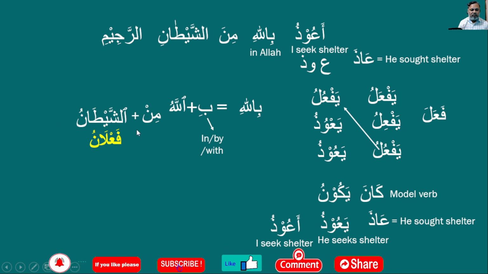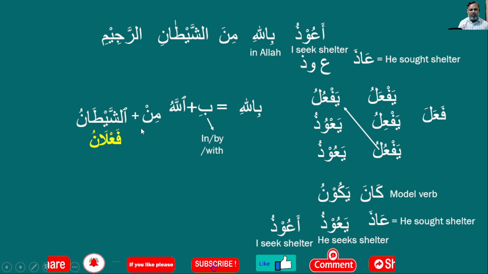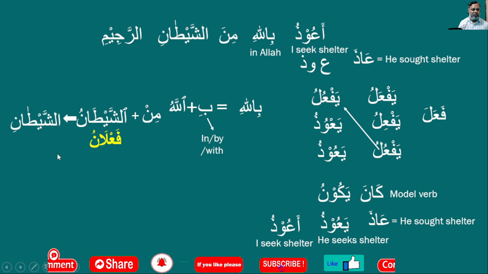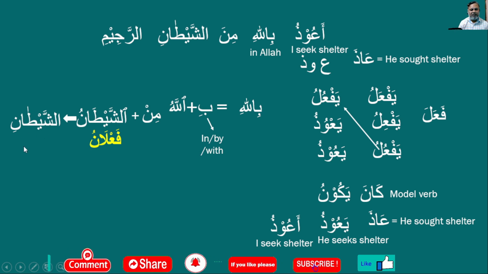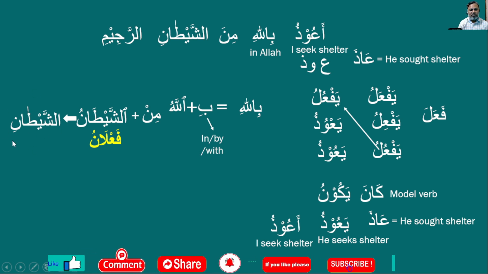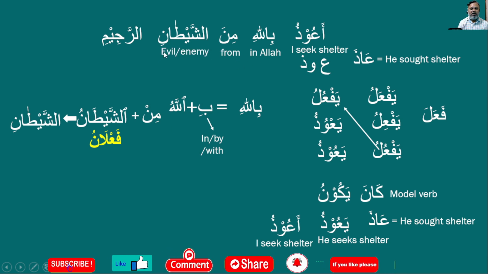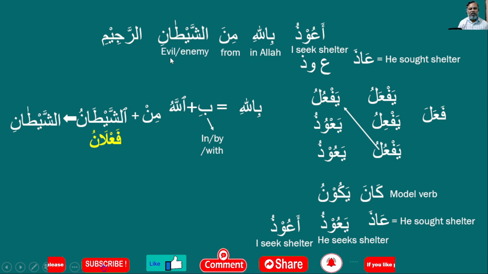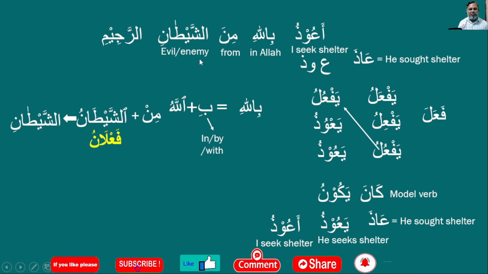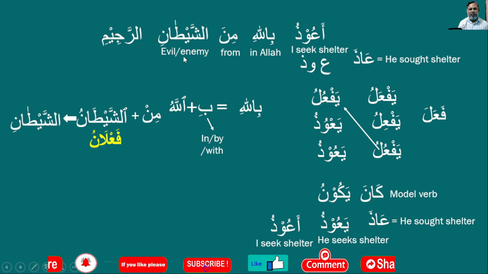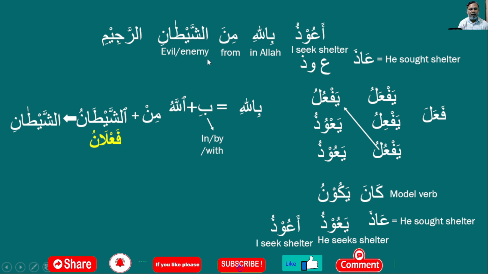So ashaitanu, if we put before this word the min, which is a harf of jar, it will be ashaitani, right? So it will be ashaitani. Now this minash shaitani means from the evil or from the enemy. I seek shelter in Allah from the evil or enemy.